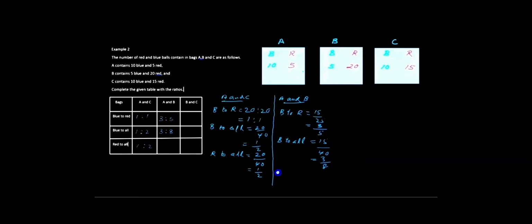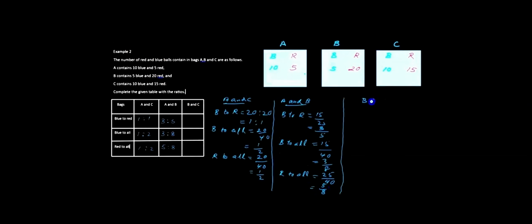Next the second cell of third row. In this the ratio of red to all in A and B should be entered. This is equal to 25 to 40. This in simplest form is equal to 5 to 8. Next we have to fill third cell of first row. Ratio of blue to red is equal to 15 to 35. This is equal to 3 to 7 in simplest form.